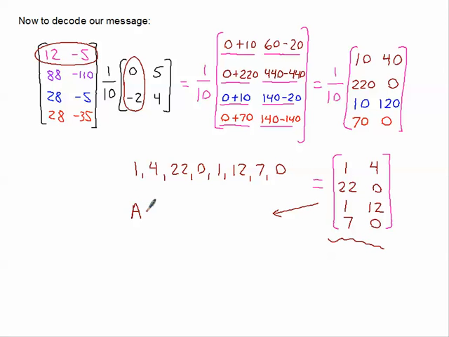So that's the first letter, that's the fourth letter, that's the 22nd letter. 0 means that there's a space. We're down to the first letter again. The 12th letter is L, the 7th letter is G, and then there's another space. But that's kind of a nonsense space. We've figured out what the secret message is.